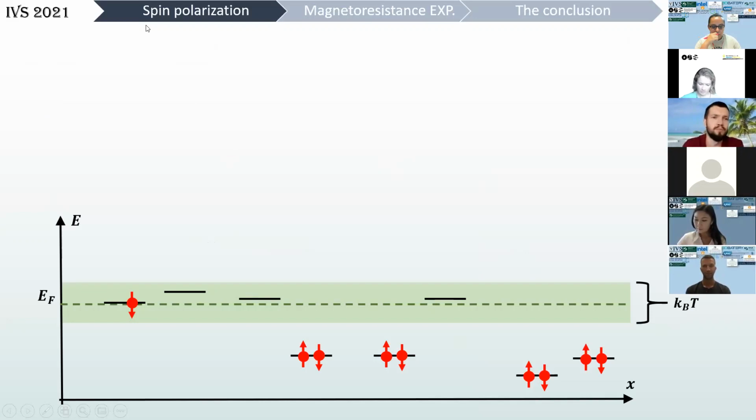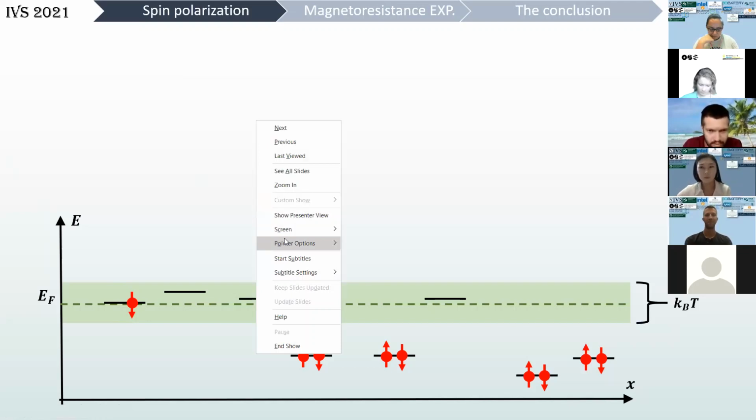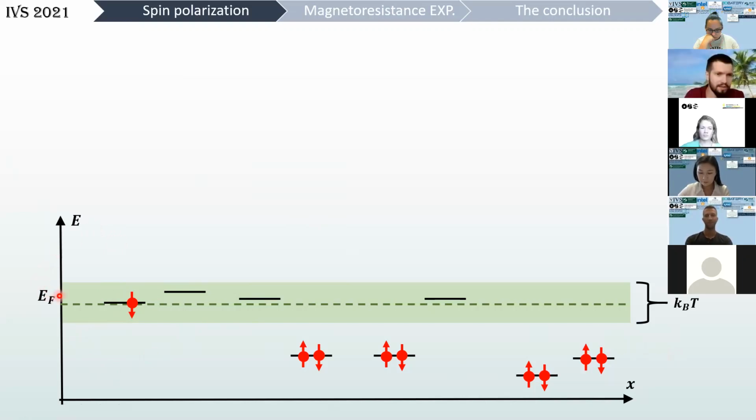Let's start with the spin polarization. This scheme shows schematically the localized electronic energy levels. Let me switch on the pointer. The localized electronic energy levels along the x direction, and the y-axis here is the energy. This dashed green line represents the Fermi level, and this green strip represents thermal energy.